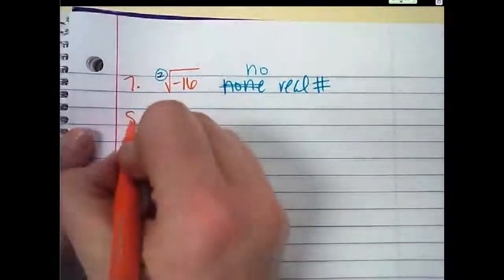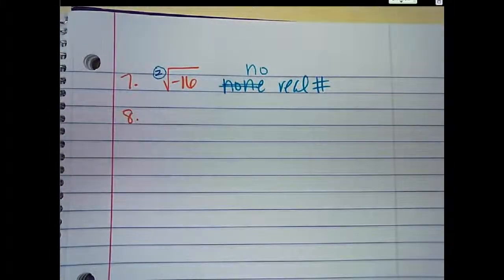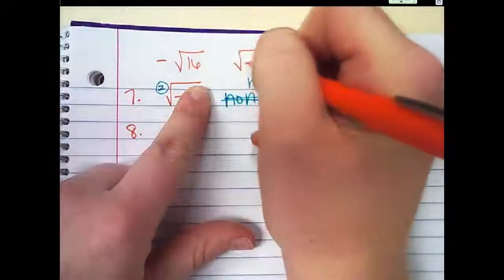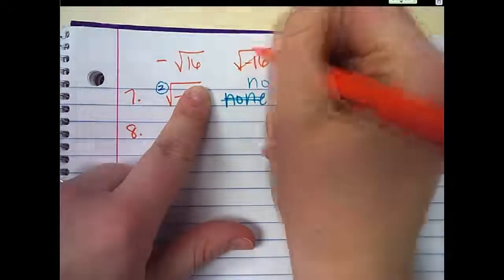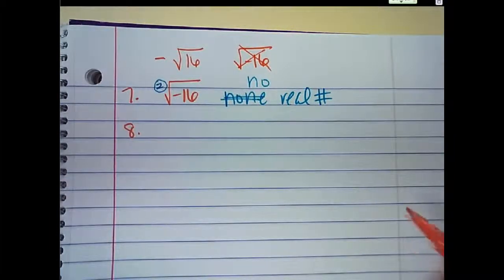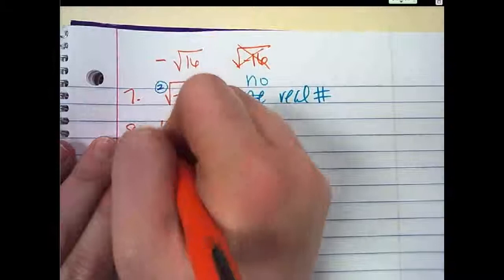Okay, number 8. So when it's a square root or a fourth root, I can do this because this would be 4 and then it would be negative 4. But I cannot do this when it's on the inside, because it has to be a positive and negative. Okay, number 8.